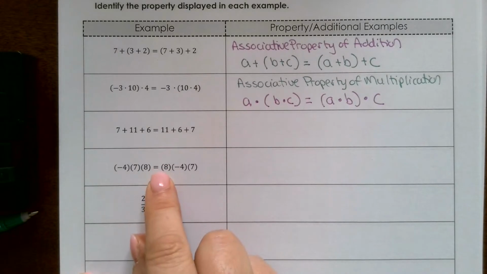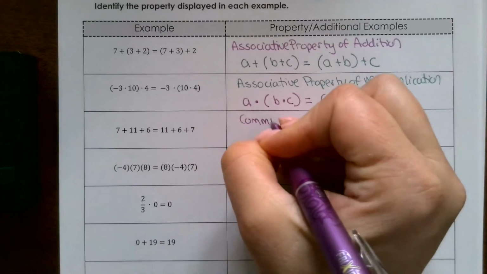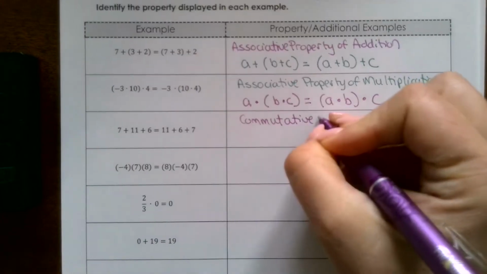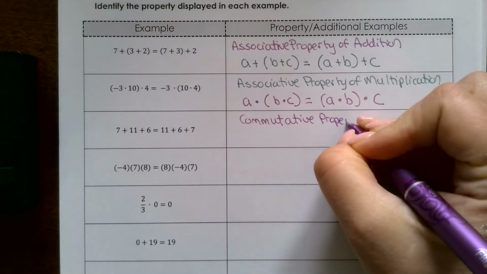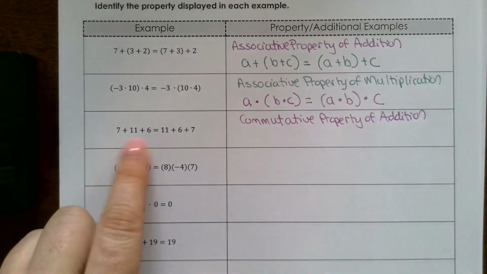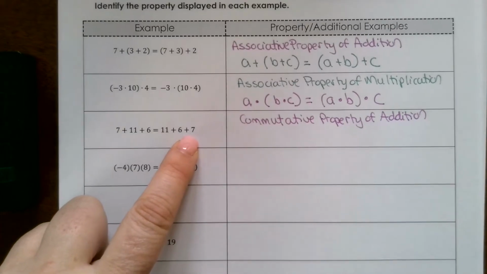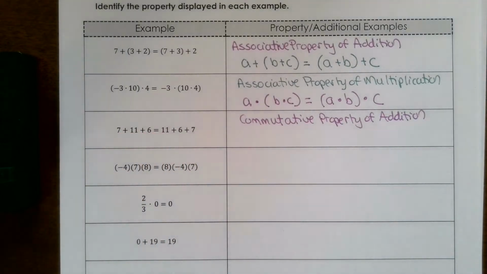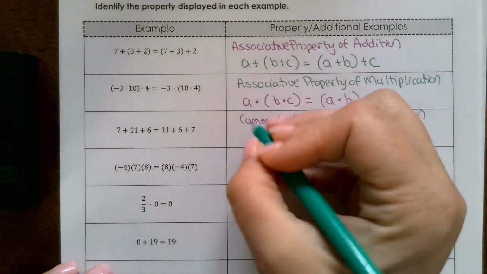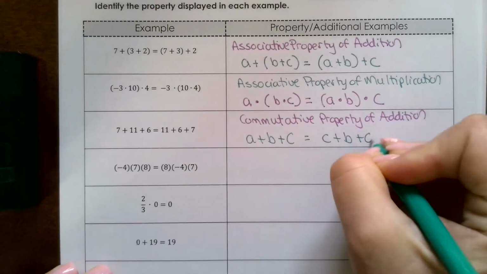Likewise, I've got another addition and multiplication property, and these are the commutative properties. I think of the commutative properties like commuting to work. So I'm moving things around. My first commutative property of addition: I've got 7 plus 11 plus 6 equals the exact same thing as 11 plus 6 plus 7. Doesn't matter in which order I'm adding it, I'm still going to get the same sum. Written out algebraically, A plus B plus C does equal C plus B plus A.